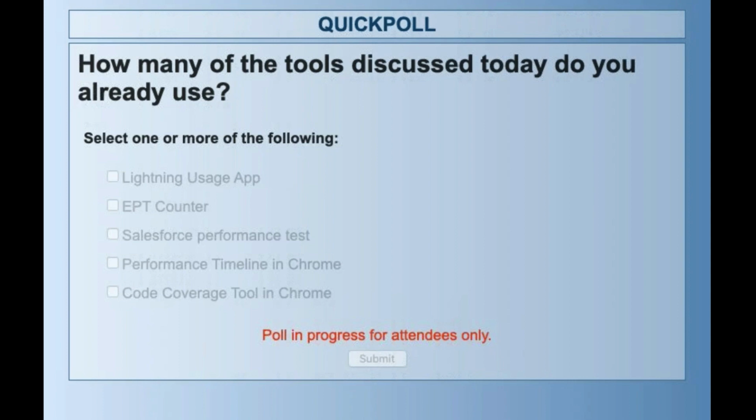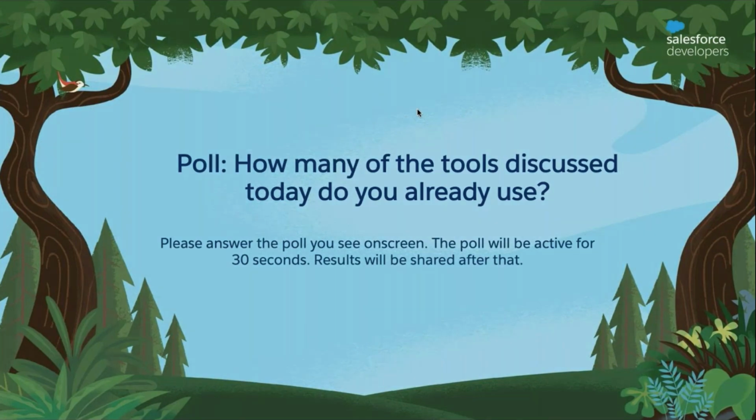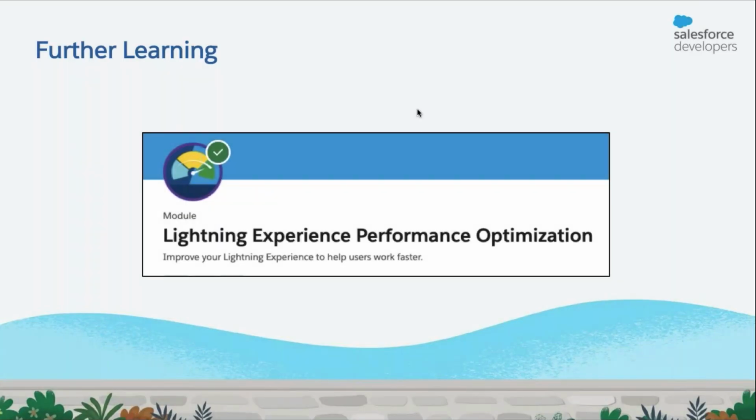So people are joining and we are getting some votes further. Yeah, because it's for 30 seconds. We are still collecting a few more responses, but this is what it is on average. So we have 56% of people using the Lightning Usage App. That's great. Okay, that is nice. We will work with these metrics and we'll see what we can do about it.